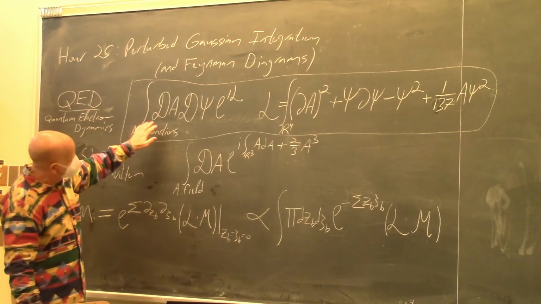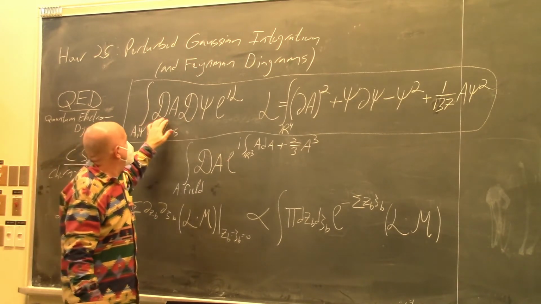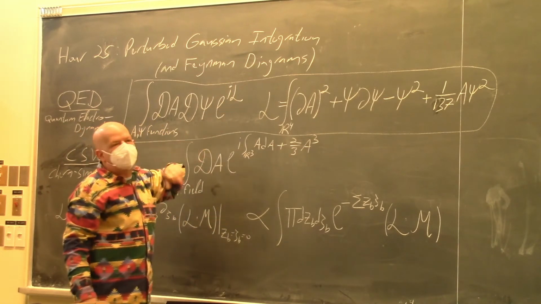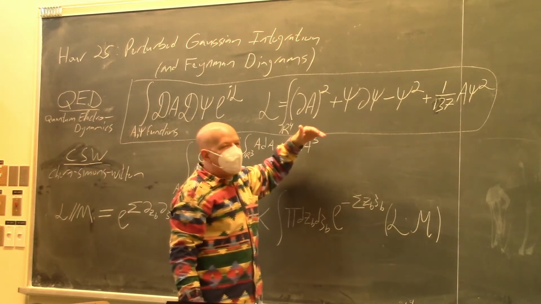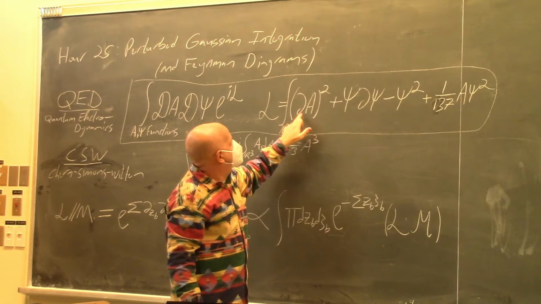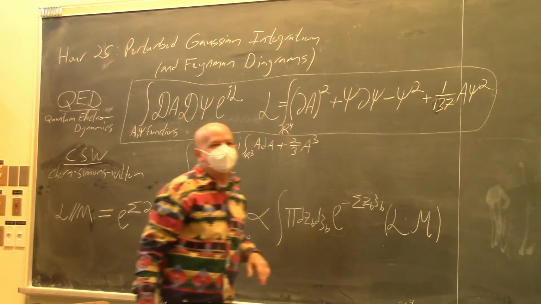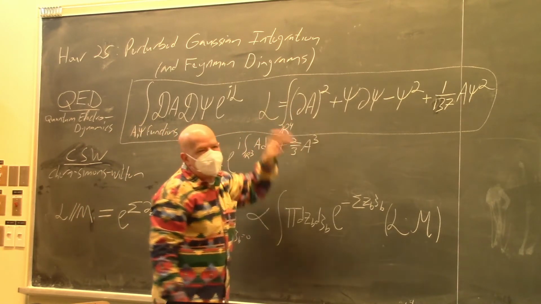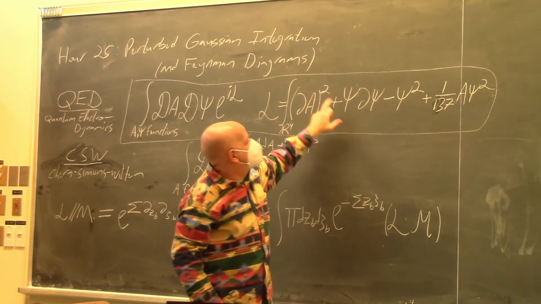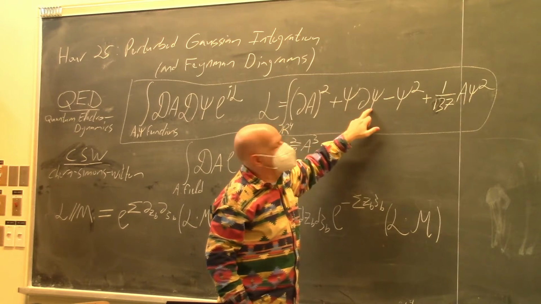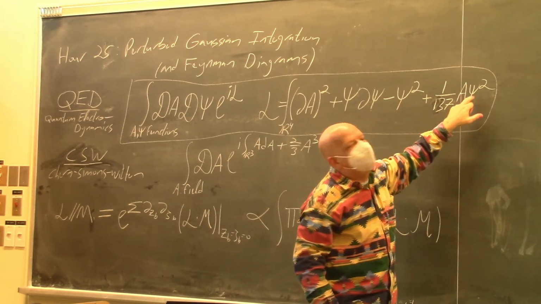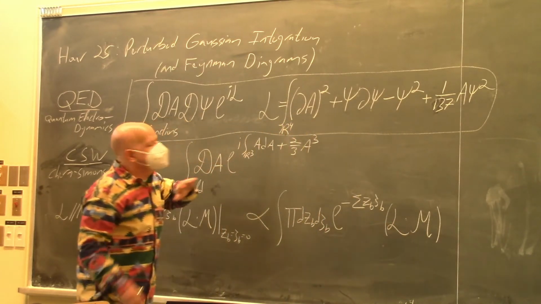Yet physicists write formulas like the integral dA, the integral over all electromagnetic fields, the integral over all electron fields, of the exponential of i times the action, where the action itself, very schematically, is an integral over R4 of, sorry, that's the action. The Lagrangian is the thing under the integral sign. Anyway, let me still confuse the name. So the Lagrangian is the integral over R4 of the derivative of A squared plus psi times the derivative of psi minus psi squared plus 1 over 137 times A psi squared. Okay? Now, this is absolutely schematic.